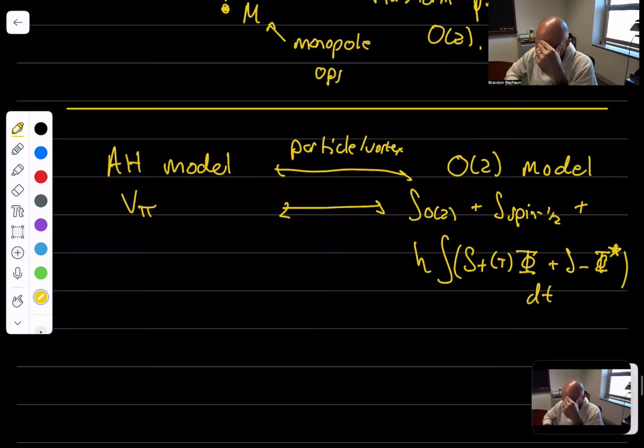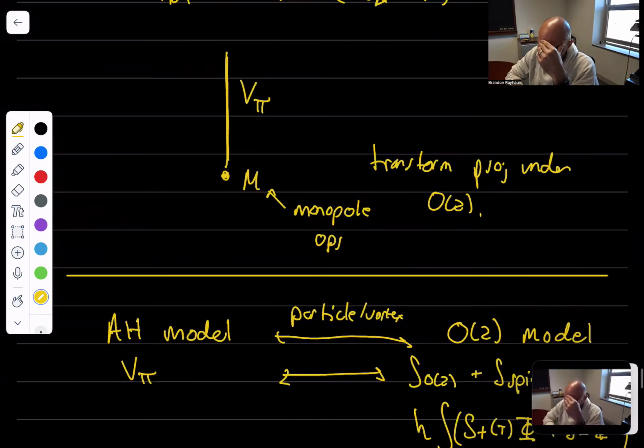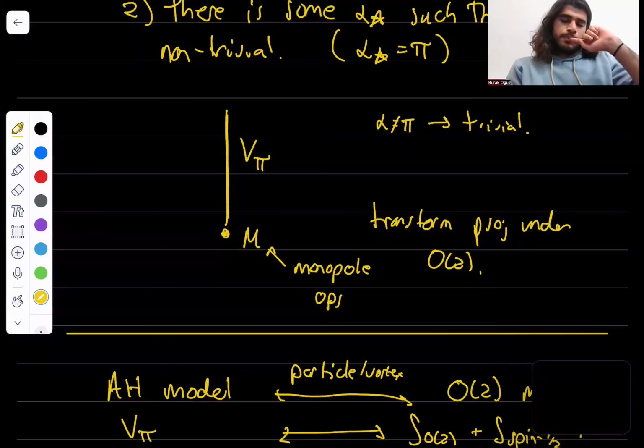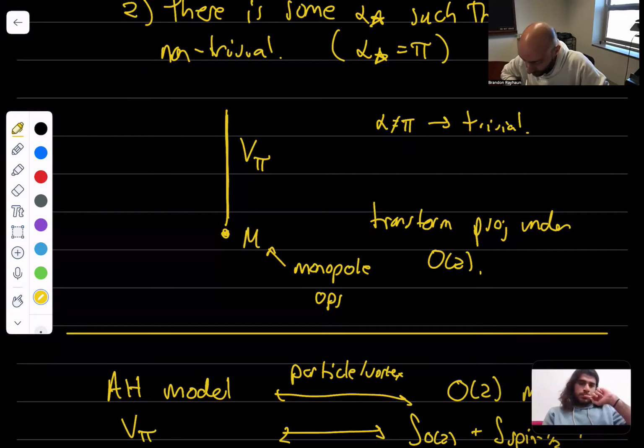The conjecture about this vortex line is that for alpha equals pi, it flows to a conformal line, and for alpha not equal to pi, it becomes trivial. So there is no other vortex line that it could flow to.